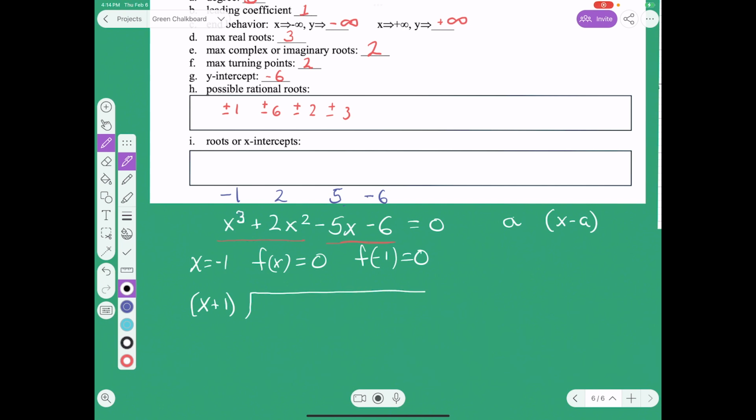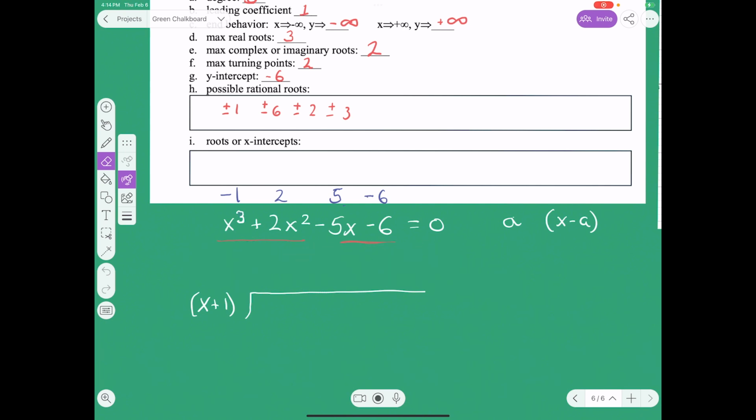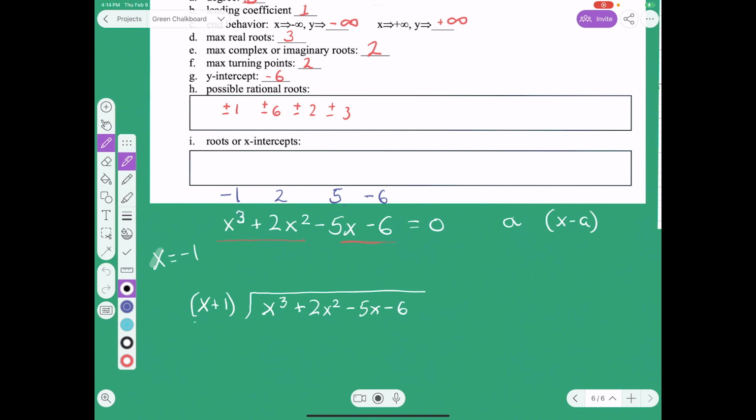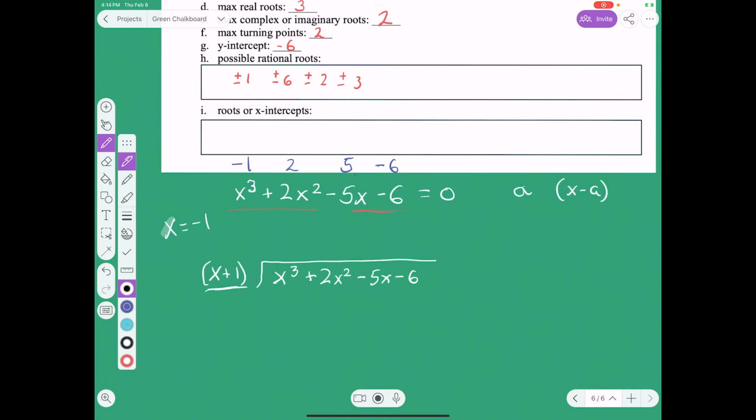I don't need all of this stuff here, so let me get rid of this. Okay. We know x equals -1 is one of our solutions. So we're going to divide x cubed plus 2x squared minus 5x minus 6 by x plus 1. Now, I have a nice binomial with a 1 in front of the x. So that tells me I could use synthetic division if you want to. If you want to do that, go for it. I'm going to use long division, and you know I like it better.